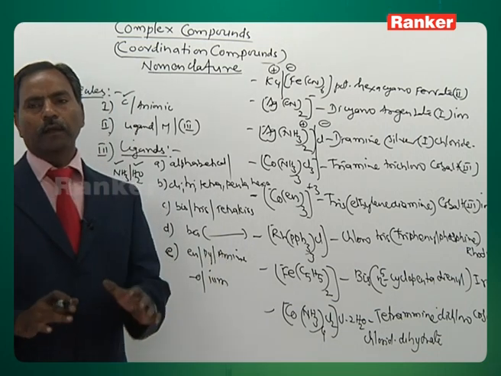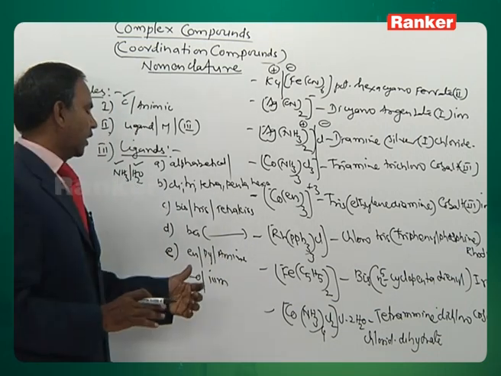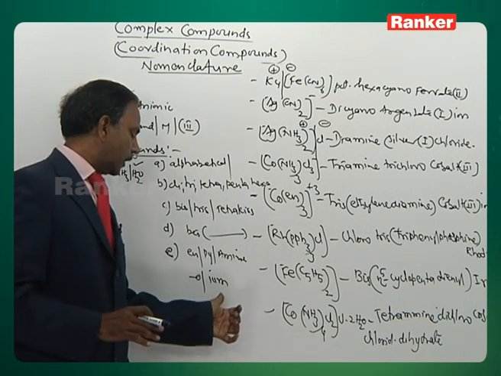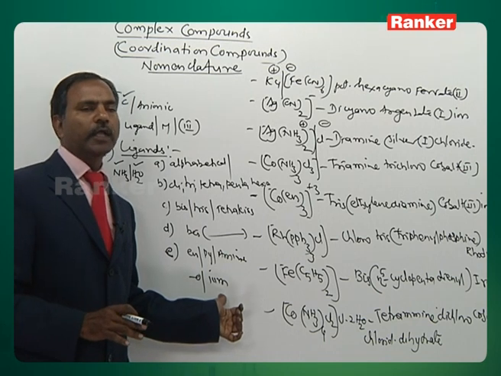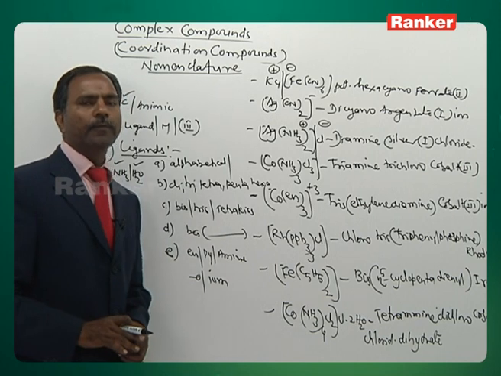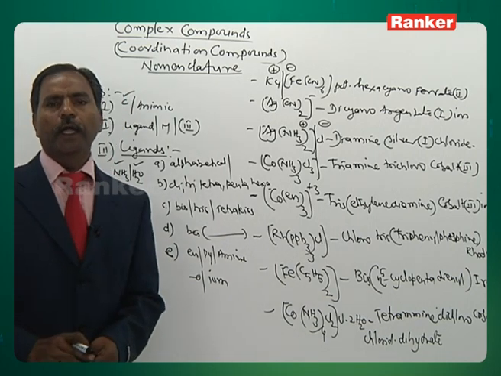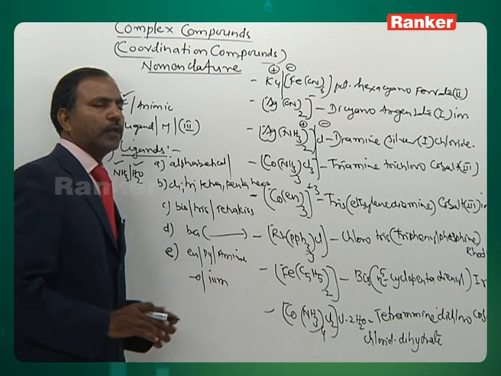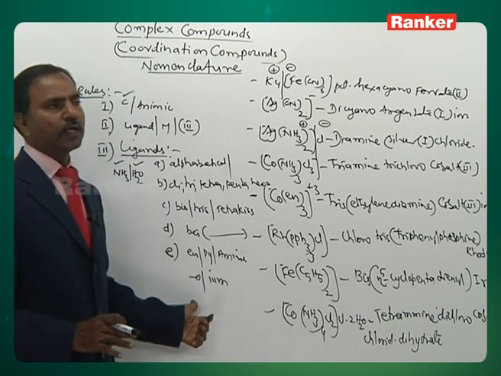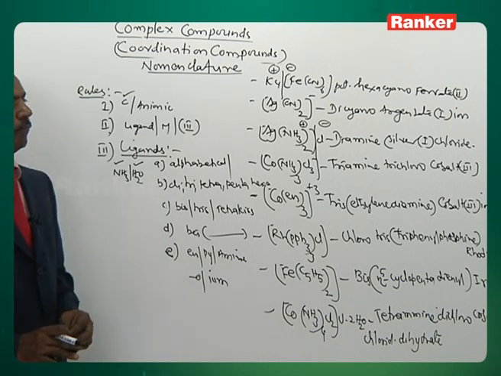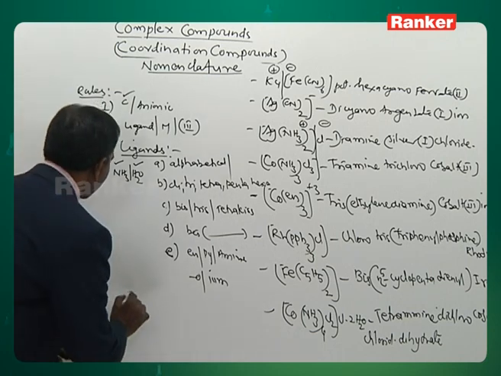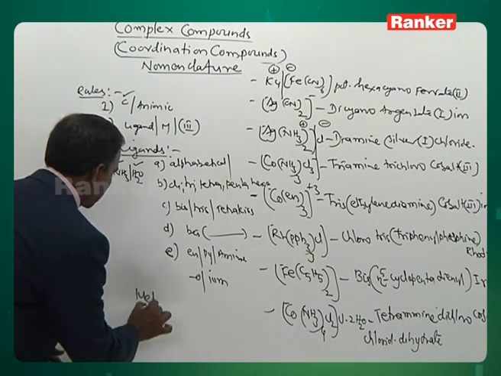Amine remains amine only, aqua remains aqua only, and negative ligands end with a suffix O, and positive ligands end with IUM. Only 3 positive ligands generally we come across: nitrosonium, nitronium and hydrogenium. So, neutral ligand, there is no change in the name, positive ligands end with IUM and negative ligands end with O. This is the way we have to name ligands. This is about the ligands. Coming to the next, metal ion.